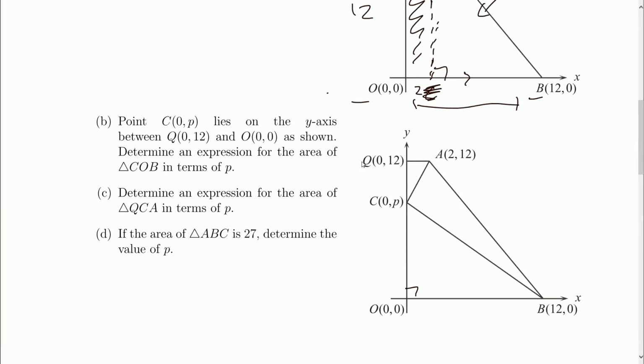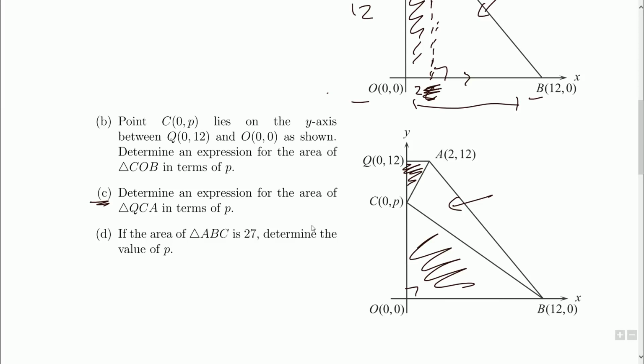And we don't really have any other pictures, so do we use C in later parts? Yeah, so for part C, I'm just reading ahead now: determine an expression for the area of QCA, so we want this, and we want this. Both of them are going to be in terms of p. Part D: if the area of ABC is 27, determine the value of p. So it would be nice if I had ABC in terms of p, and then was able to set that area equal to 27, and then solve for p. I think that'd be fine.